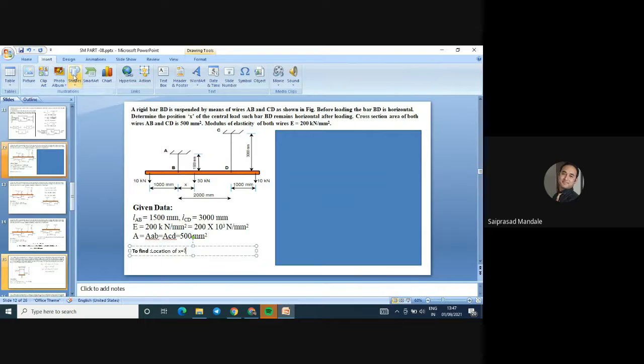Once we apply the load, the elongation happens but the bar still remains horizontal. My point is, if it is right now over here and after loading it moves this much, can I say delta L of AB is equal to delta L of CD? Elongation in AB is equal to elongation in CD. Yes or no? Say this is the initial condition before loading. After loading, say the bar comes down from this position to this position. So can I say delta L of AB is equal to delta L of CD?